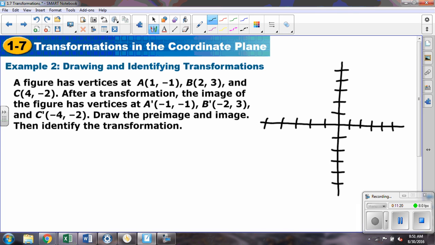I, of course, suggest doing this stuff with real graph paper. That way all the gaps and everything are preserved. You don't have things getting changed in size. And so we could look then at (1, -1) for point A, (2, 3) for point B, and (4, -2) for point C. Okay, we have that drawn. Then we need to draw (-1, -1) for A prime, (-2, 3) for B prime, and (-4, -2) for C prime.